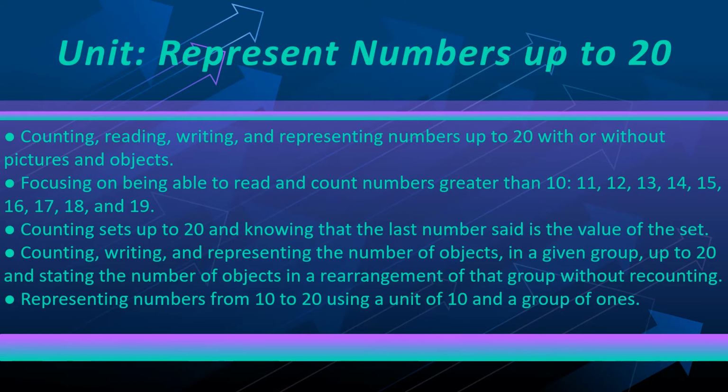Okay, in this unit, students will build on their number knowledge of 0 through 10. They will be counting, writing, reading, and representing numbers up to 20. Students will be exploring teen numbers as a 10 and a group of 1s to build procedural reliability. Students will be counting objects in a group and making the connection that the rearrangement of the objects does not change the number of objects.